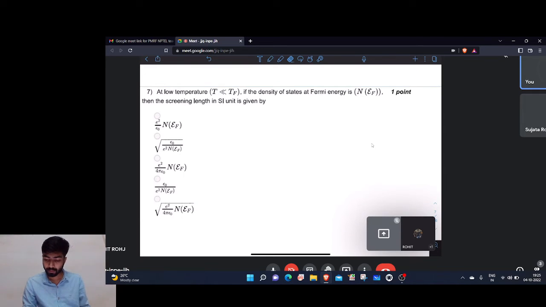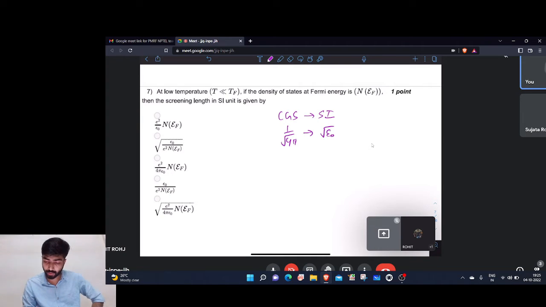Yes. Now when you convert from CGS to SI, one over 4 pi transforms to epsilon naught, keeping the rest of the units in mind.